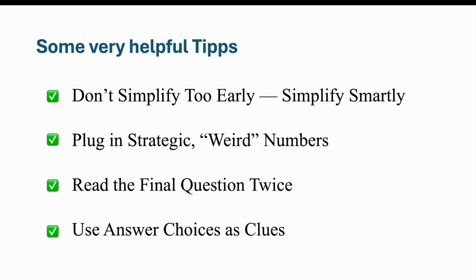The second tip is plug in strategic weird numbers, what I call weird numbers. Often, if you have a problem, you will plug in 0 or 1 or 10, but especially the hard questions are set up in a way that they know that you will start with those numbers. So rather go with maybe something negative, maybe some decimals if that works in the question. So always go for the weird numbers because this will reduce your errors.